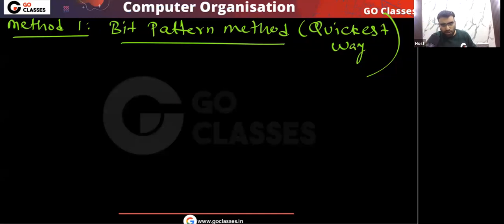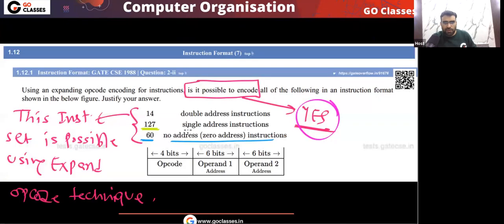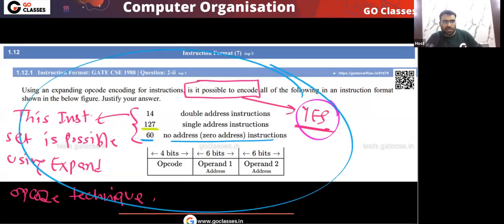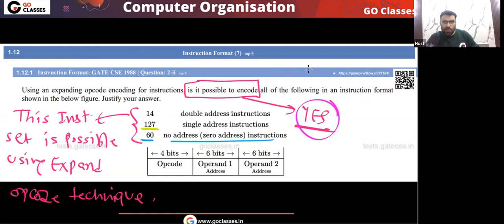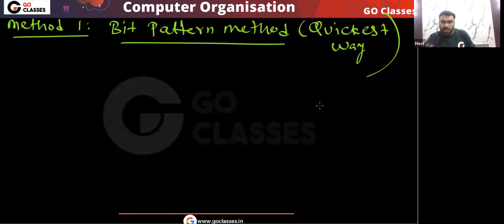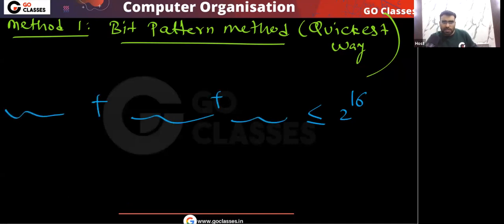In the GATE exam, what you can do, tell me? How can you do this quickly? Very simple. When you will see this question, you have done enough practice. So when you will see this question, immediately what you will do? You know 16-bit is the instruction size. Okay, yes or no? 16-bit, that is the instruction size. So immediately what you will do? This plus this plus this.